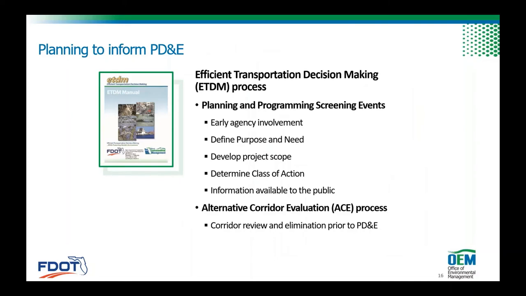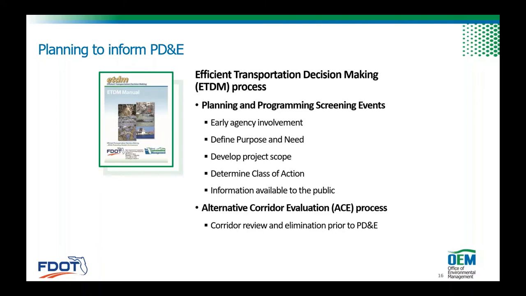And part of the whole reason for doing all this is we want to make sure that this engagement results in that early coordination. We want to be able to eliminate alternatives when we can. We want to be able to determine the class of action. We want to develop our project scope. And we want these events to occur outside of the development of our PD&E document, because the decisions that we can thoughtfully make in that early planning phase are things we won't have to revisit when we get to the environmental document stage.